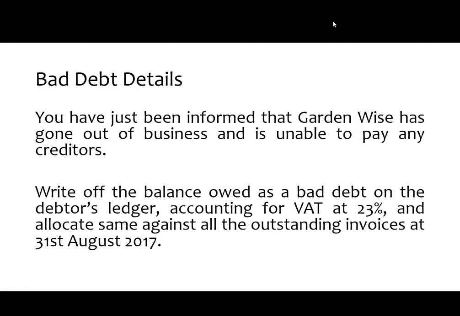You've just been informed that GardenWise has gone out of business and is unable to pay any of its creditors. We want you to write off the balance owed as a bad debt on the debtor's ledger, accounting for VAT at 23%, and allocate the same against all the outstanding invoices at the 31st of August 2017.